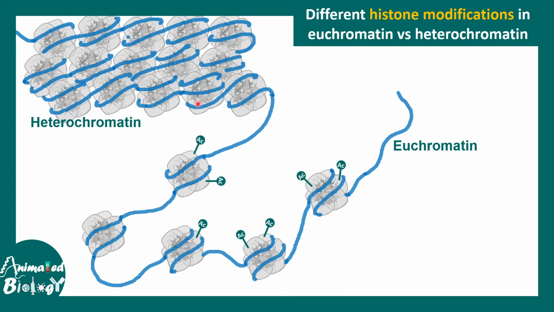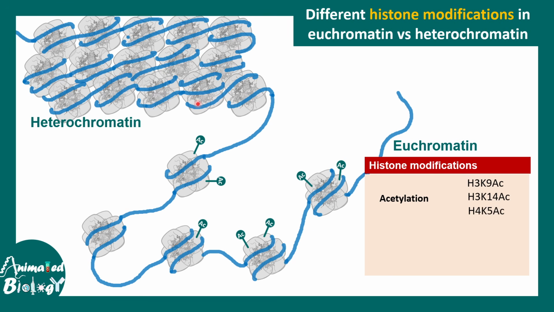Now let me tell you what the modifications are that differ between euchromatin and heterochromatin. For example, acetylation: these are some of the examples of acetylation which are highly enriched in euchromatin. Methylation: some methylations like H3K4 dimethylation and H3K36 trimethylation are associated with euchromatin. And H3S10 phosphorylation is a histone modification associated with euchromatin formation.